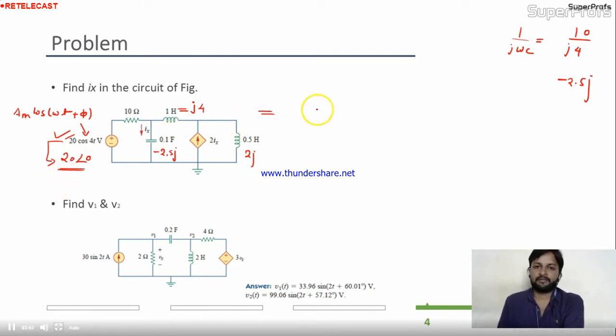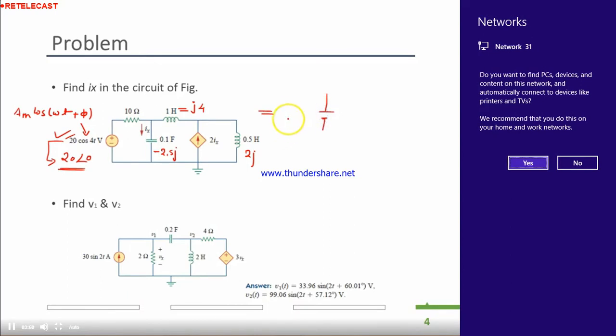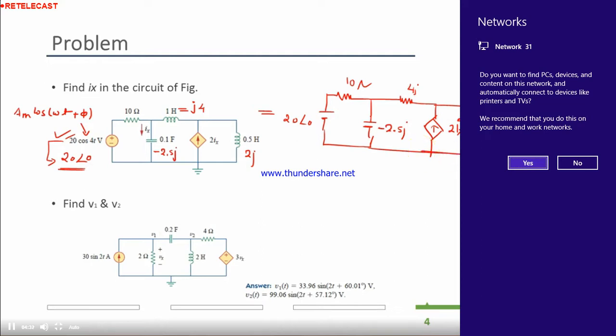Now your question becomes like this: 20 at an angle 0, perfectly fine. 10 ohm connected over here, and this is the impedance minus 2.5j, perfectly fine. Come to this, this is 4j. Minus 2Ix like this, and here this is 2j. This is the inductor. Now he is asking for the Ix. Ix is nothing but this.